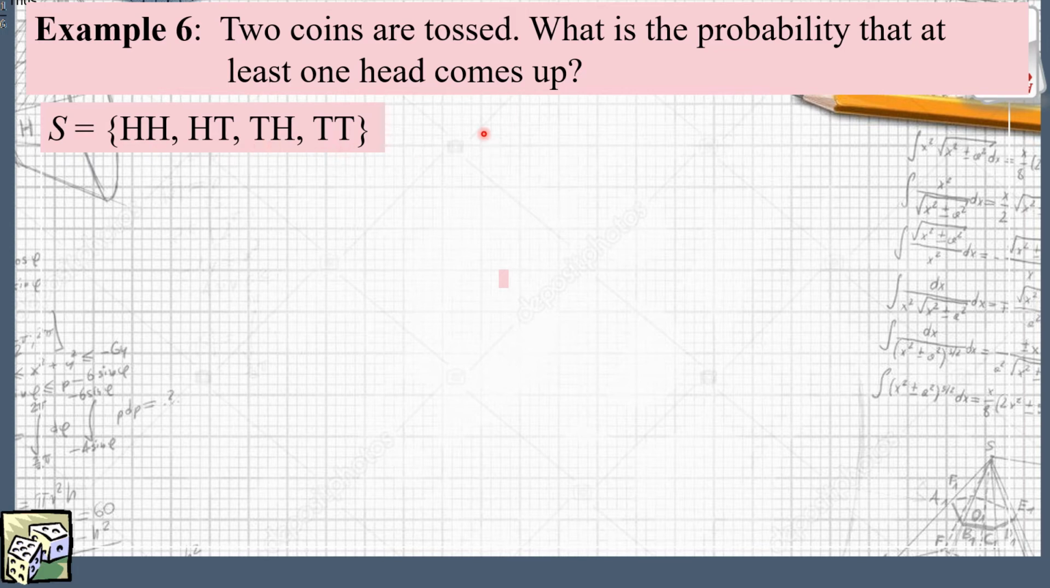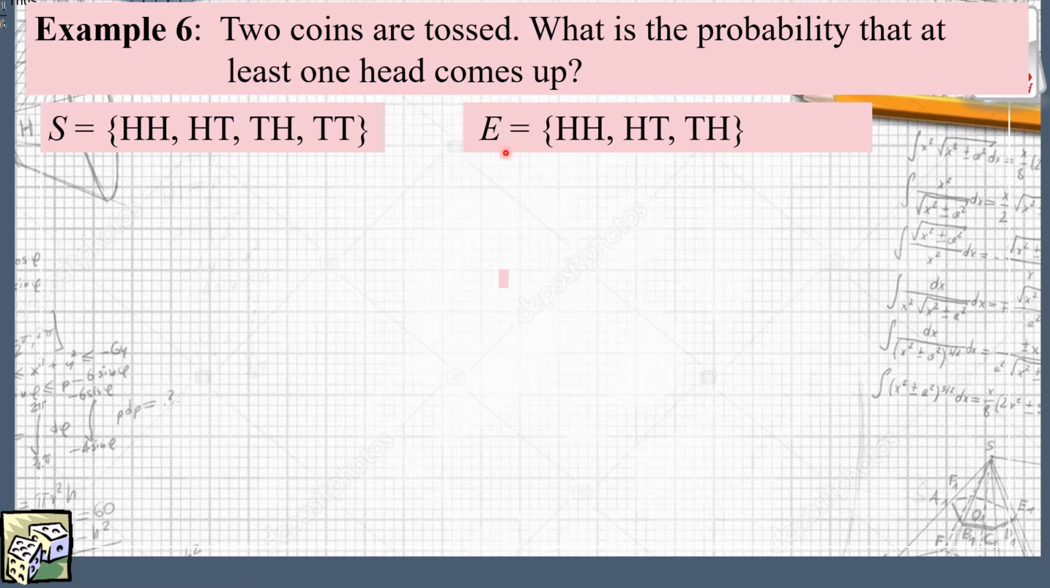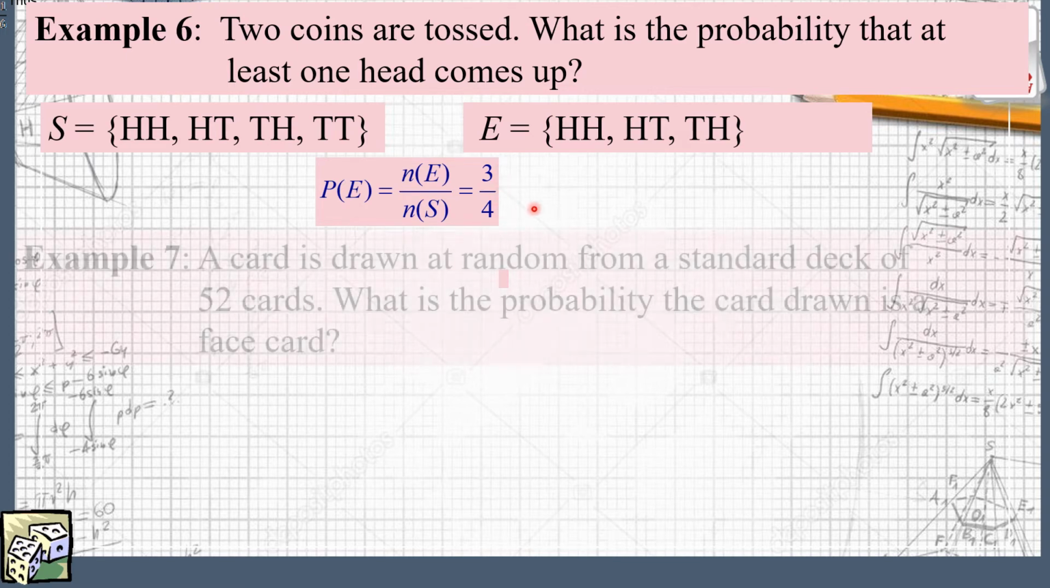Pero, ang event lang naman natin is getting at least one head. So, we have head-head, head-tail, tsaka tail-head. Isang head hanggang 2 heads yung ating number of event. So, number of event is 3 and number of sample space is 4. So, ang probability of event natin is equal to 3/4 or 75%.